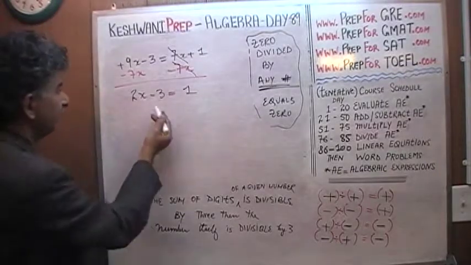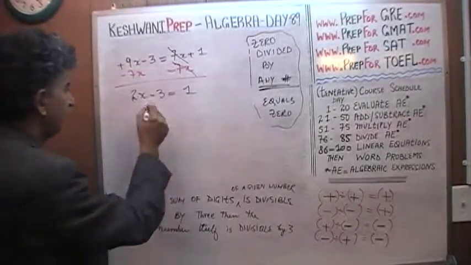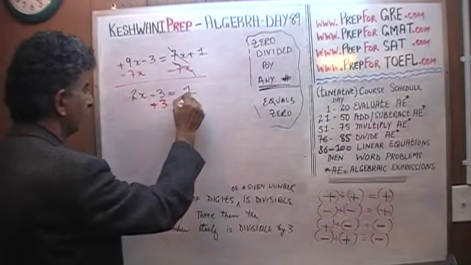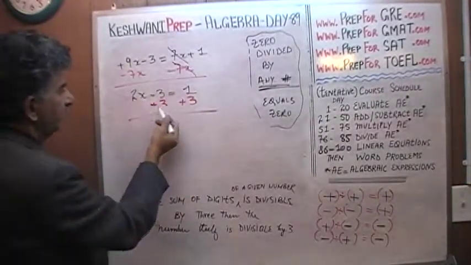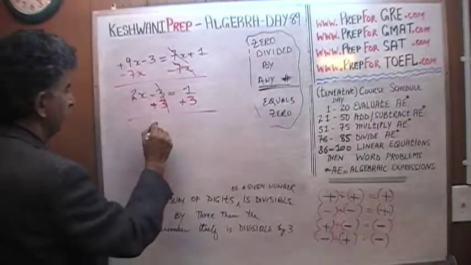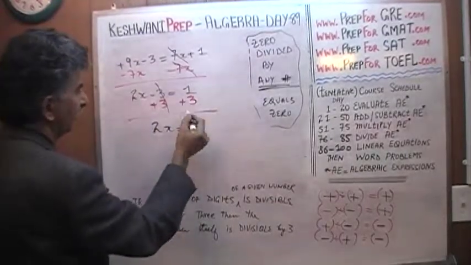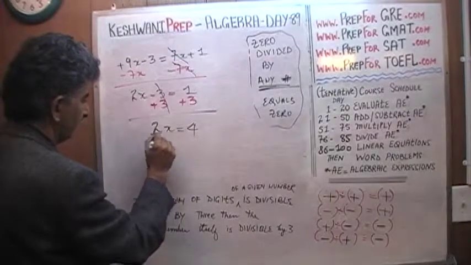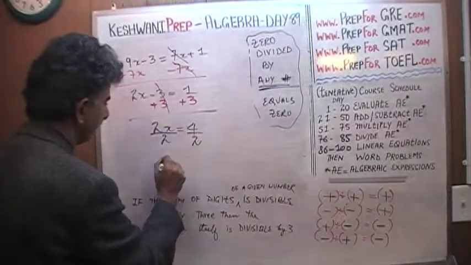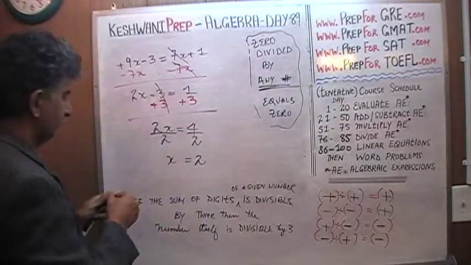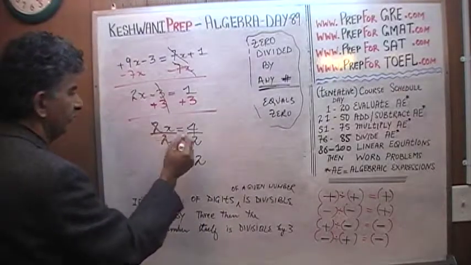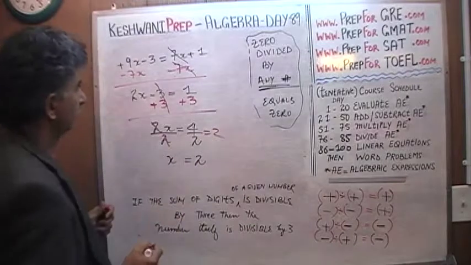Now we need to bring this 3 to the other side. Let's add 3 to both sides. Negative 3 and positive 3 cancel out and we end up with 2x equals 1 plus 3, which is 4. Divide both sides by 2 and we get x equals 2, because these two cancel out and 4 divided by 2 is 2.